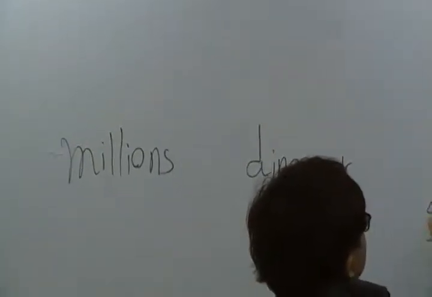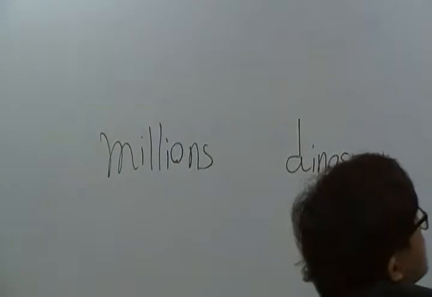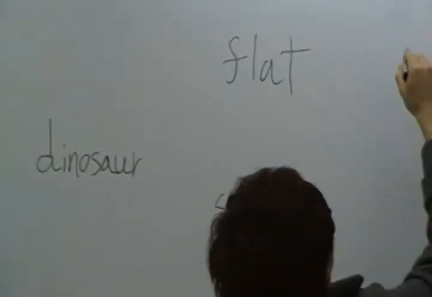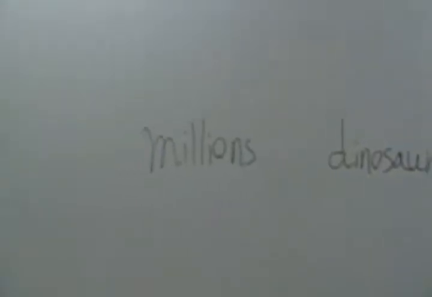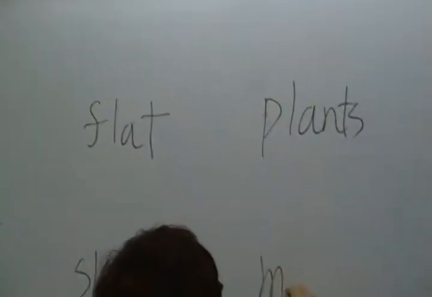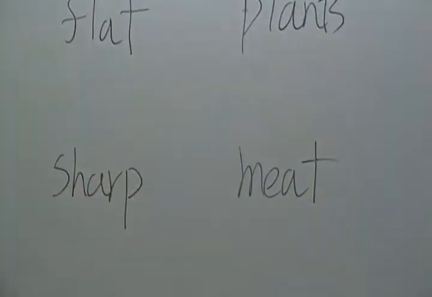Track 13. Let's read. A. Read the new words. Dinosaur, millions, flat, plants, shark, meat.